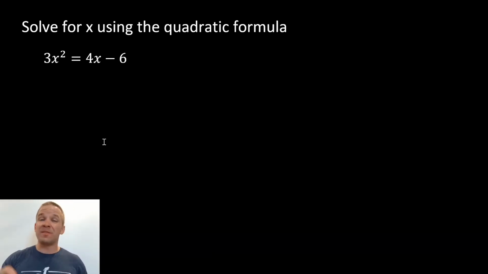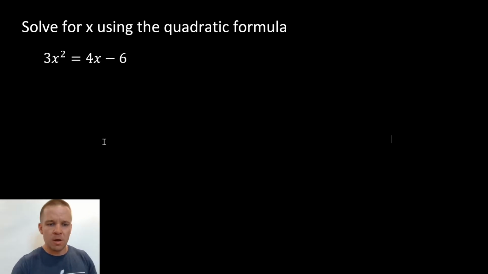We're about to solve this quadratic equation using the quadratic formula. First things first, though, we got to get this thing set equal to 0. So I'm going to subtract 4x, and I'm going to add 6. I like to have my quadratic term positive if possible. I could have subtracted 3x here, but this is how I like to do things.